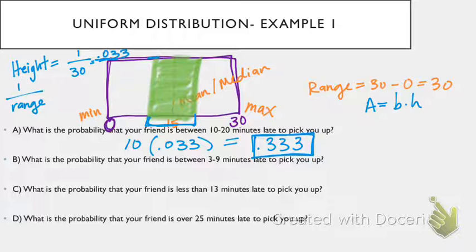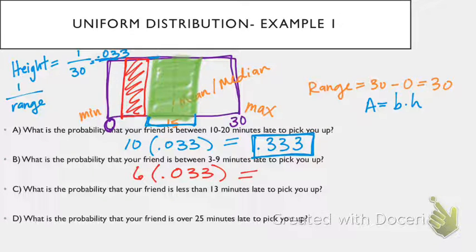Part B, it says, what's the probability that your friend is between 3 and 9 minutes late? So anywhere from 3 to 9. So it's 6. So I would take, what's my base? 9 minus 3 is 6 times 0.033. And what do you get? 0.2. Yeah. What'd you get, Hunter? I got 0.198. But then you round.